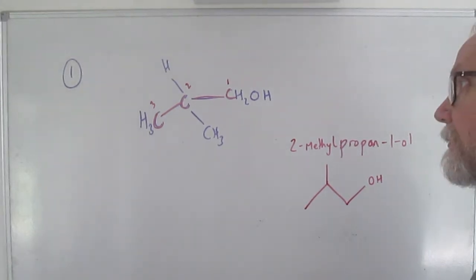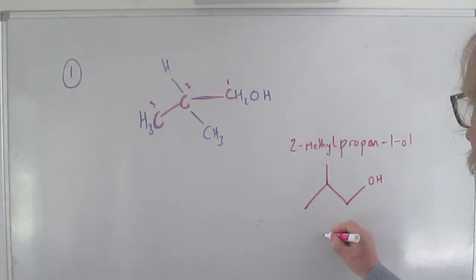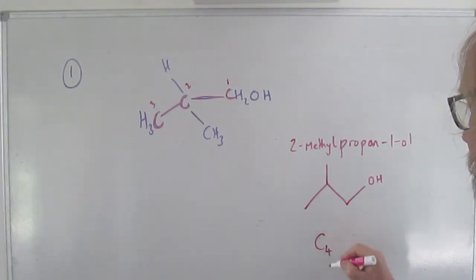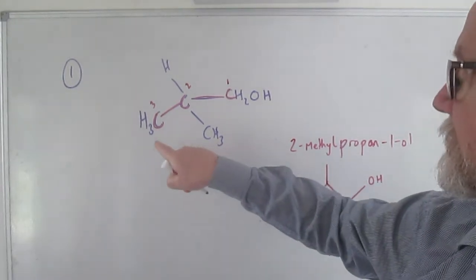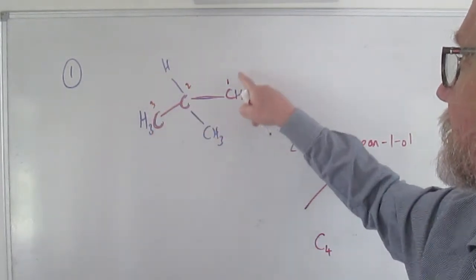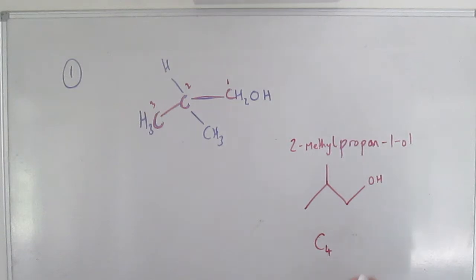And the molecular formula, we've got 4 carbons, so it's C4. Now we have got 10 hydrogens, because you've got 1, 2, 3, 4, 5, 6, 7, 8, 9, 10. So it's C4H10, and then 1 oxygen is O.